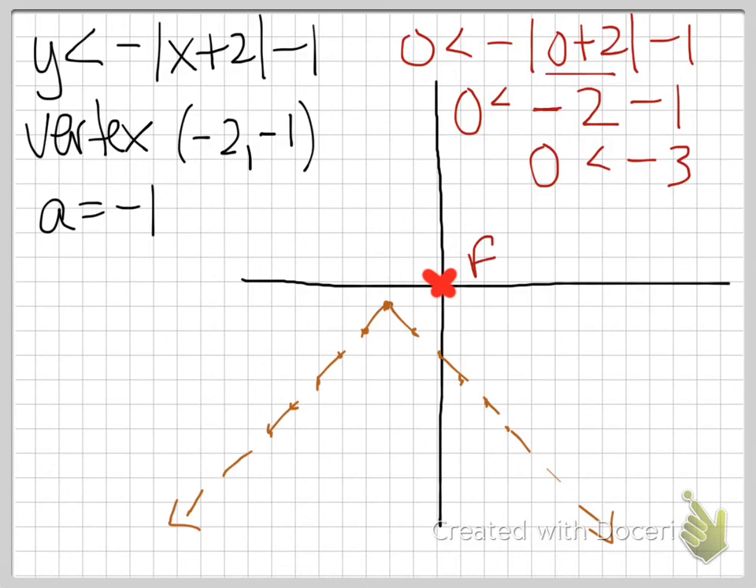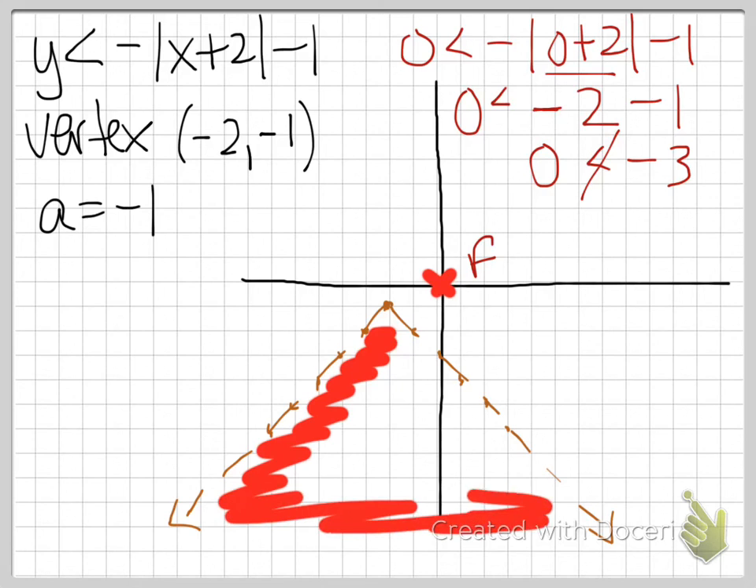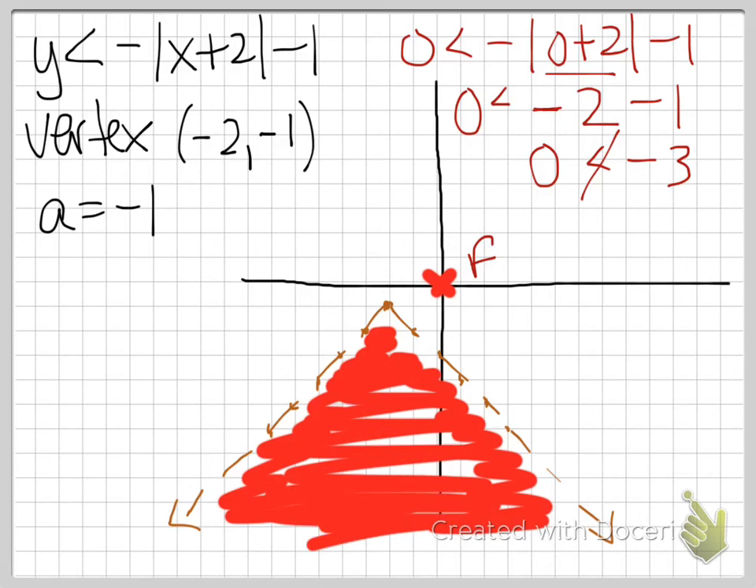And this test point is false because 0 is not less than -3. With absolute value, when you're shading for an absolute value inequality, you're either going to be shading everywhere outside the V, or in this case, you're going to be shading inside the V, so just inside the V. And that would be the solution to this absolute value linear inequality.